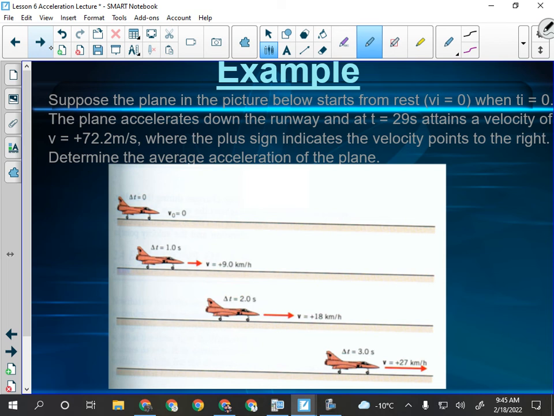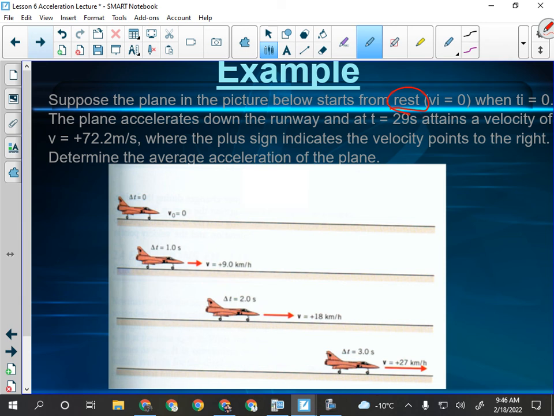So the plane in the picture starts from rest, and that is an important term that we have to get used to hearing. Rest means not moving. So if something starts from rest, VI is 0. If it comes to rest, VF is 0. If it comes to rest, that means it's slowing down to a stop. So anytime you see the word rest, one of the velocities is 0, either initial or final, depending on the context. Starts from rest, VI is 0. Comes to rest, VF is 0.